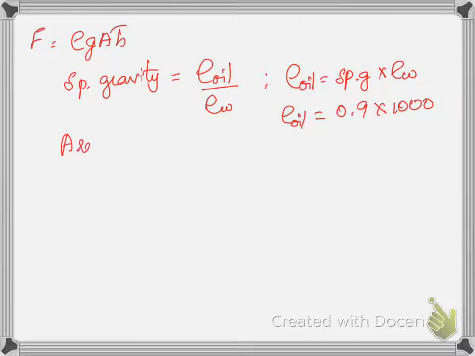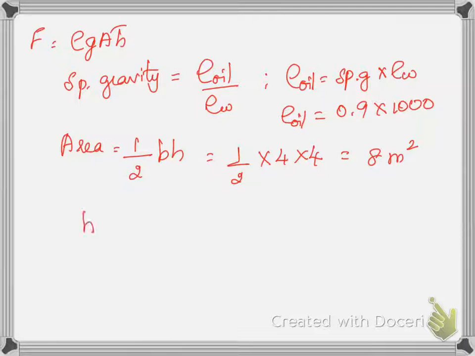Since it is a triangular plate, my area will be half into B into H, that is half into 4 into 4, which is 8 meter square. Next is H bar. H bar is nothing but the distance of center of gravity from the free surface of oil. So I know the formula. H bar is equal to 1/3 of H, which is H by 3, which is 4 by 3, that is 1.33 meter. So I have calculated all those things.